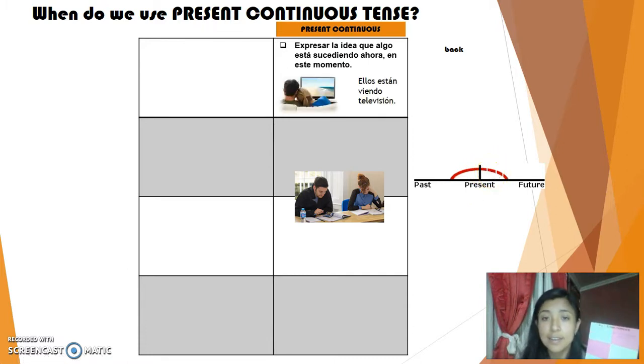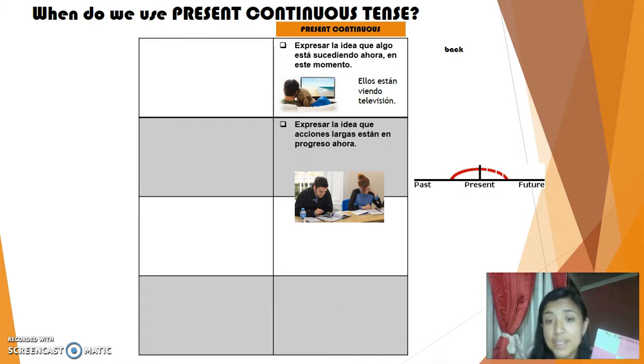For instance, they are watching TV. Or another example, I am recording a video for my students. This is an action that is happening right now. Let's keep going with another. It's also used to express the idea that an action lasts longer and is in progress now. For instance, Luis is studying medicine in the USA.